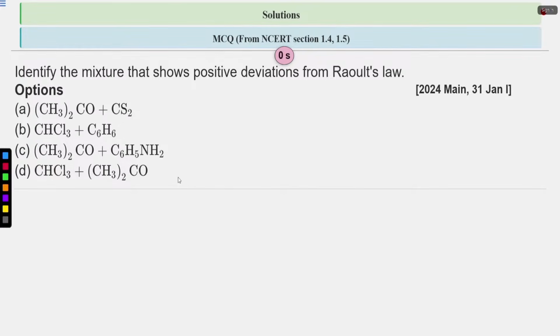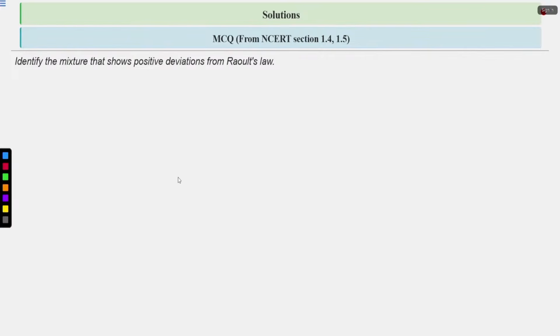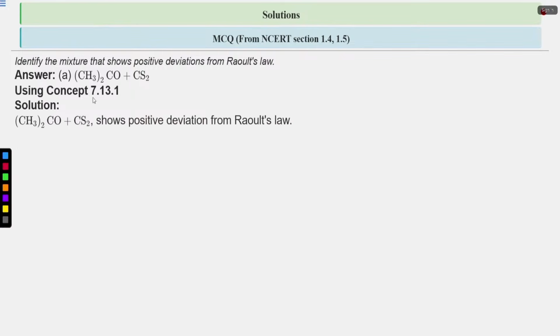Okay, now let's see. For the given question, the correct answer is option A, which is (CH3)2CO plus CS2. Using the concept 7.13.1, the mixture (CH3)2CO plus CS2 will show positive deviation from the Raoult's law.